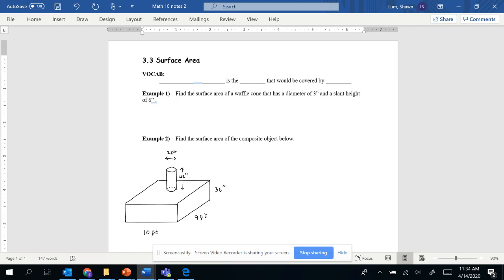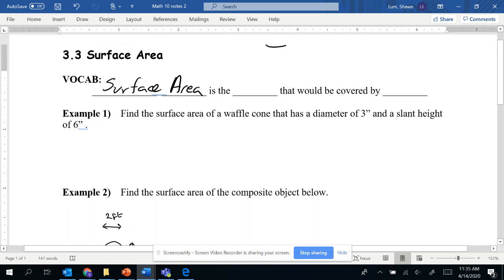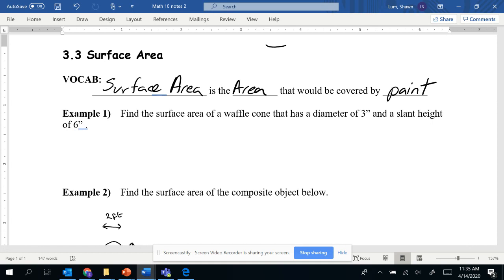So first off, some note stuff is that surface area. So let's get some writing here. So surface area, let's zoom in just a tiny bit, is the area that would be covered by paint if you were to paint something. Okay, so it's just all the outside stuff, that surface area. In other words, what you'd be covering with paint. You wouldn't be painting on the inside, just the outside kind of stuff.